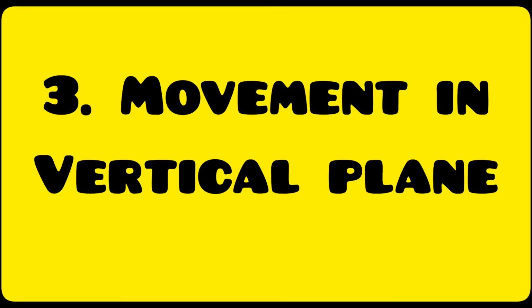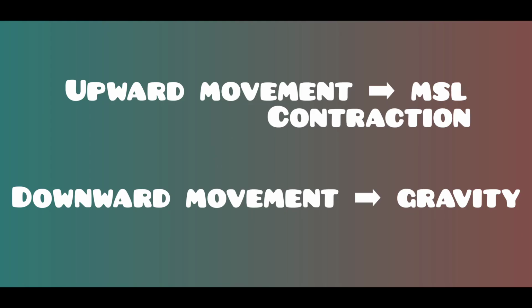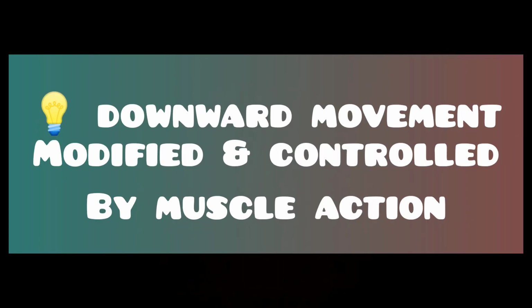The third one, movement in the vertical plane. Upward movement is produced by a force such as muscular contraction which exceeds the force of gravity. Downward movement is produced by the force of gravity and occurs at a specific speed which can be modified and controlled by the muscular action.